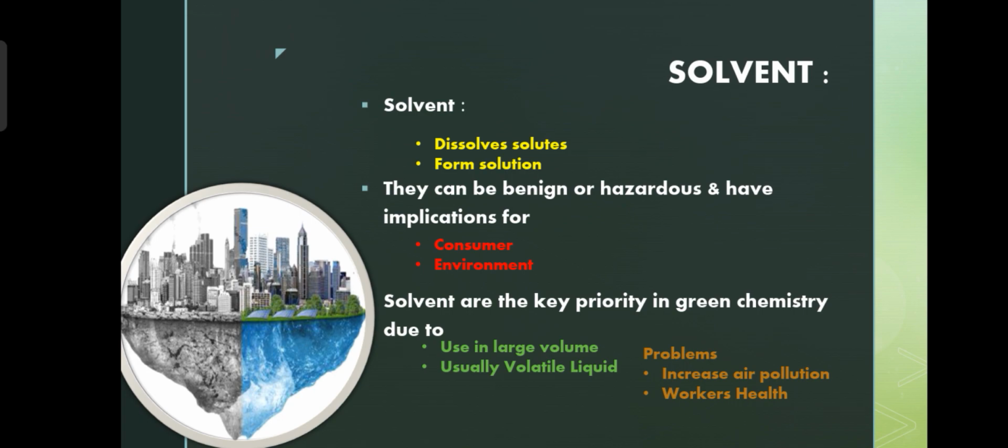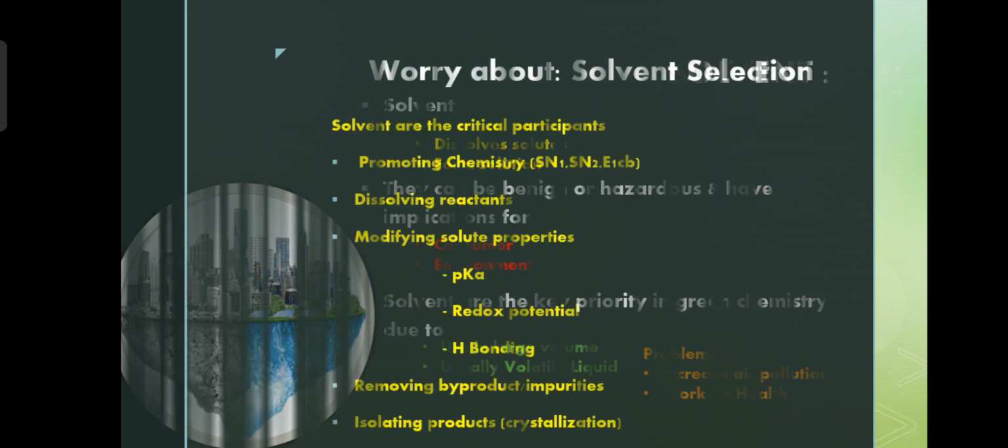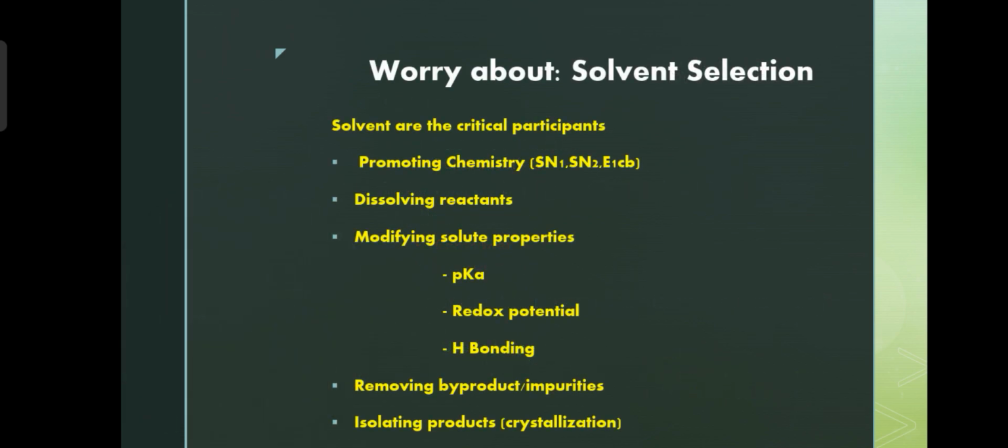Next I come to solvent. Which things do we call a solvent? That which dissolves a solute and forms a solution. They can be benign or hazardous and have implications for the consumer and environment, etc. Basically I made this for you to present in your seminar. You have to explain it, and you have to see many videos and read much theory for your doubt clearance. And you can also ask me questions in the comment section.